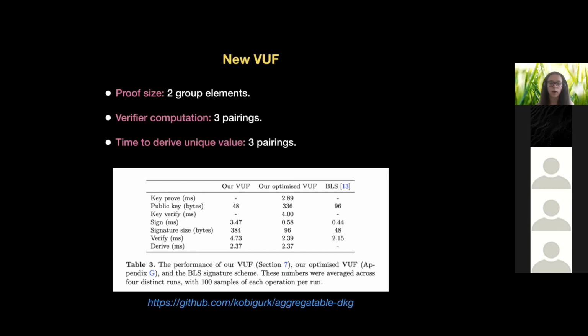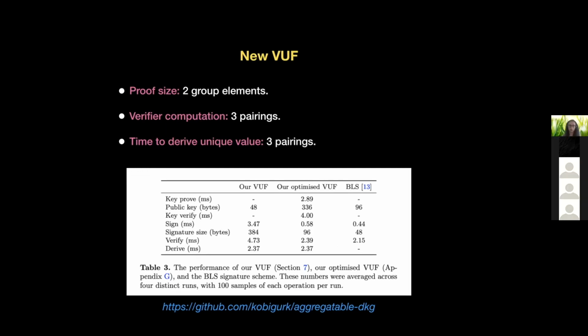When I say we have 2 group elements, this is in an optimized version of our VUF, which has an additional part after you've generated the full public key, where everybody gives out some partial parts of their public key, and you then verify those. This is a one-time operation, and once you do it, you don't need to do it again. If you don't go to the effort of doing that, then we can still run our VUF, but it's a little bit more expensive.